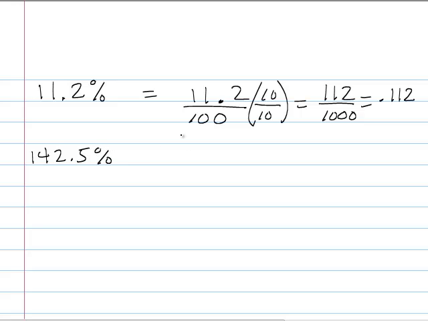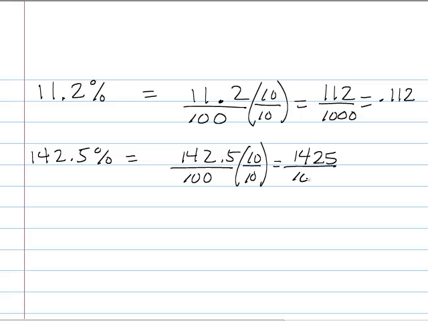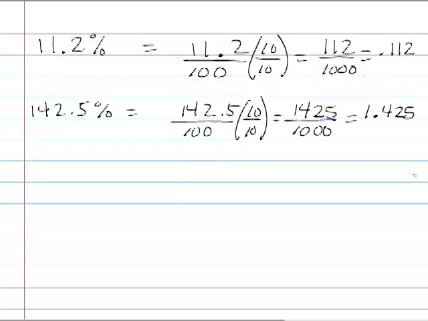142.5%. Well, this would be 142.5 over 100. We want to eliminate the decimal in our fraction by multiplying by a special 1 that gets rid of that decimal. We have 1,425 over 1,000. And again, we know that would be just 1, because this is an improper fraction. We know that it's more than 1. 1.425. That's what it would be as a decimal.